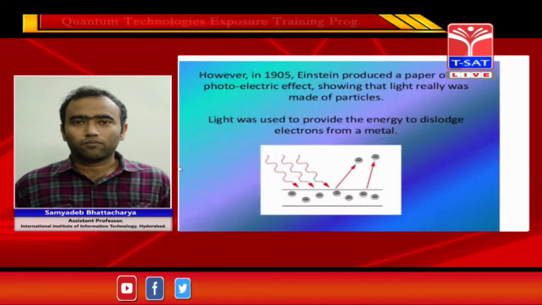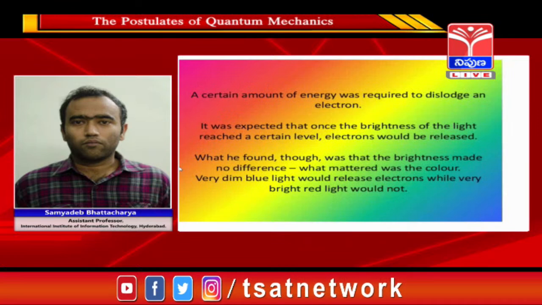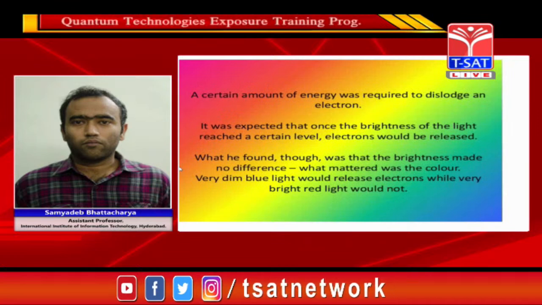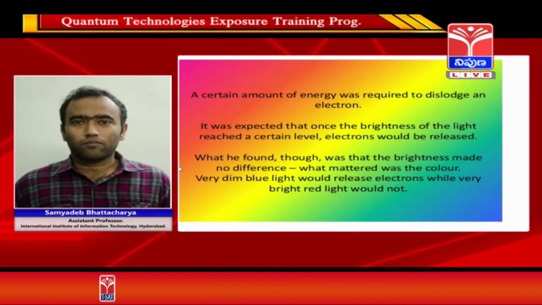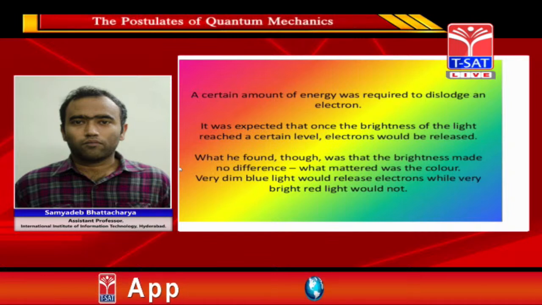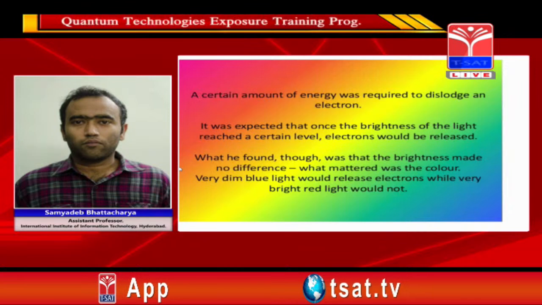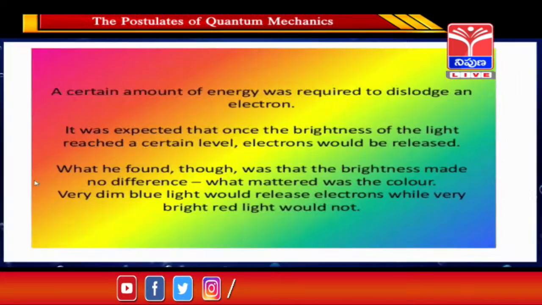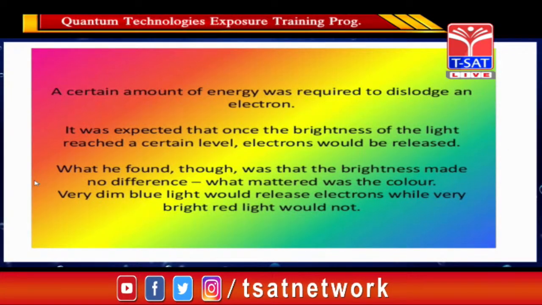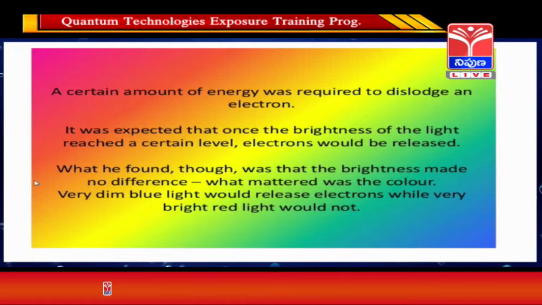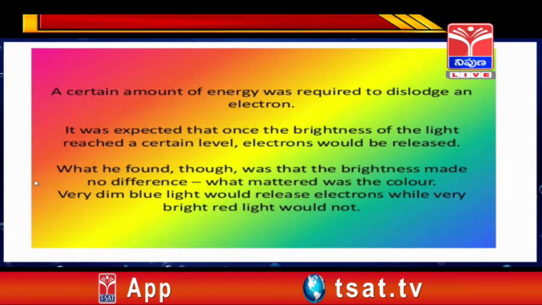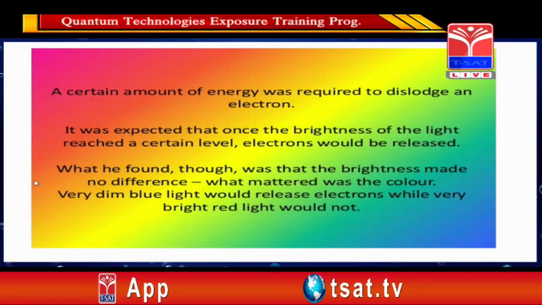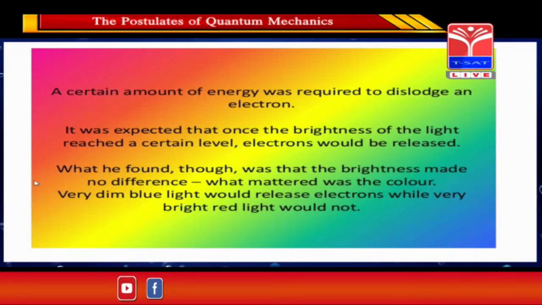So Einstein used Planck's law and said, I believe in Planck, and the energy is proportional to frequency. As I am saying here, it was expected that once the brightness of light reached a certain level, electrons would be dislodged. We found that the brightness made no difference. What mattered was the color, which is associated with frequency, or wavelength.